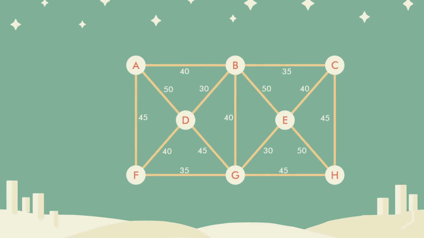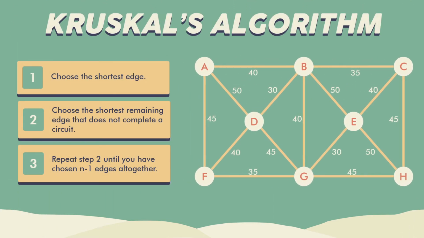Using Kruskal's algorithm, first we choose the shortest edge. The shortest edge in our graph is 30, and there are 2 possible edges to choose from. We can start with any of the 2. Let's choose edge BD. Now, we choose the shortest remaining edge that does not complete a circuit, which would be edge GE. Let's keep doing so until we have selected 7 edges all in all.